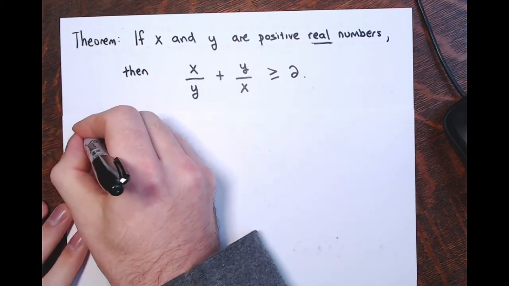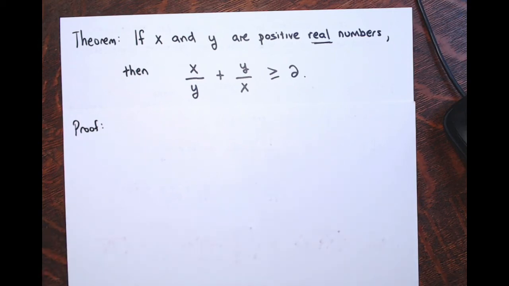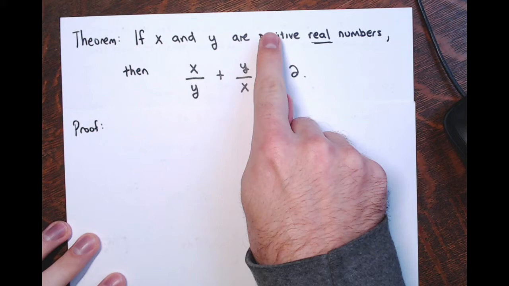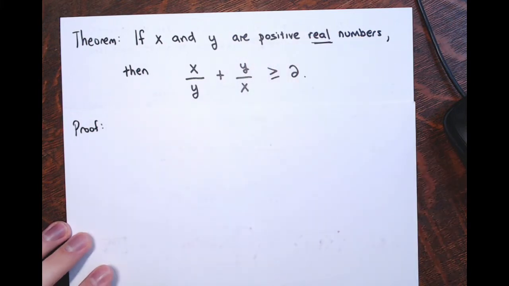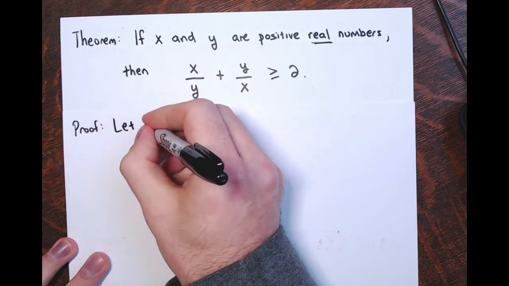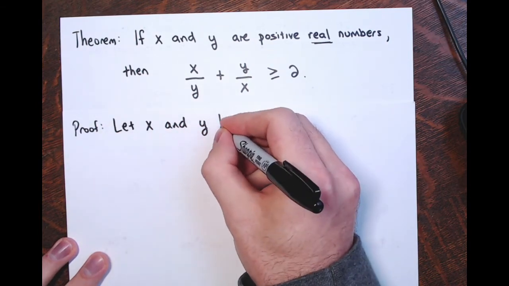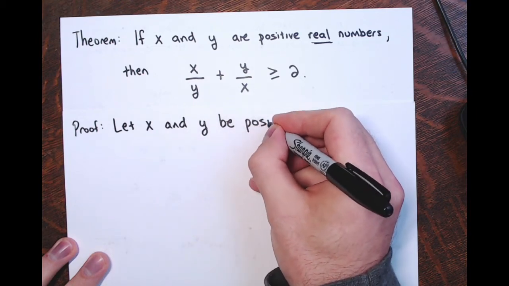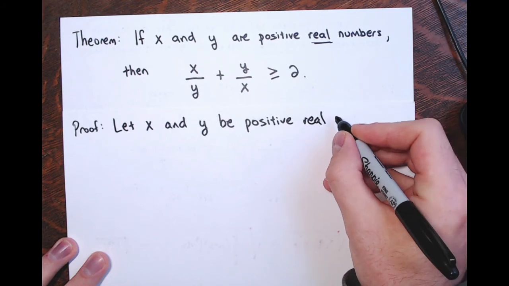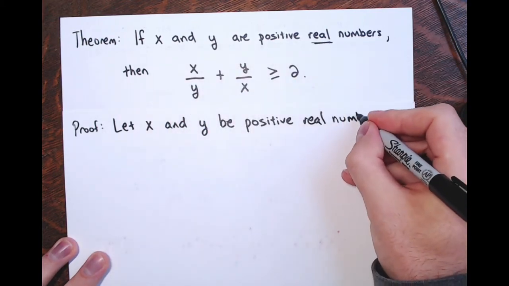So proof, I indicate where the proof is starting. Remember, you have a hypothesis and conclusion. The hypothesis is x and y are positive real numbers. That is what we're going to start off assuming. So I'm going to let x and y be positive real numbers. Introduce the variables, say what they are, and start off with the assumption from the hypothesis.